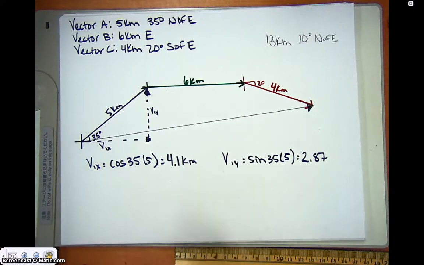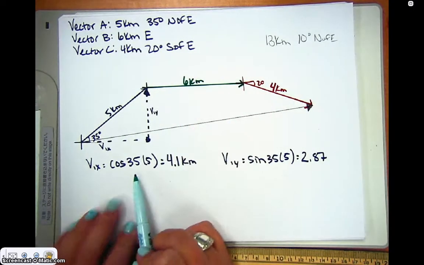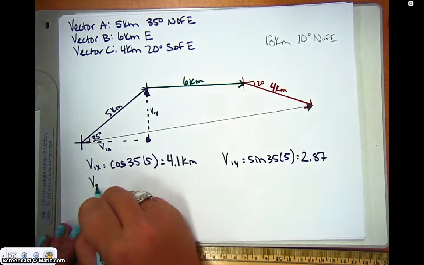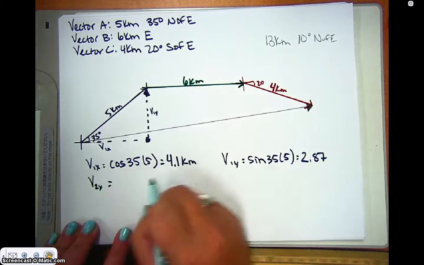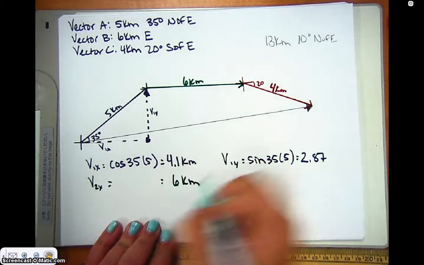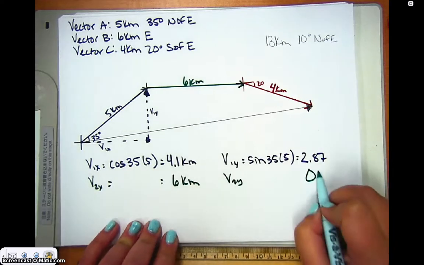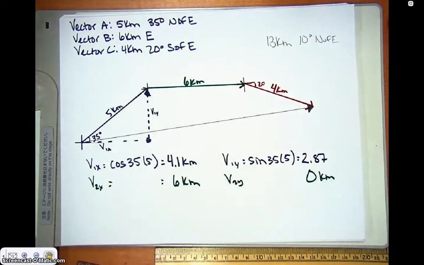Now, the next one is easy, right? Because this vector has no y component and it only has an x component. So vector 2x would be straight to the right, and I'll just write over here so we'll get them all in line, at 6 kilometers. And vector 2y is actually 0 kilometers. Right?